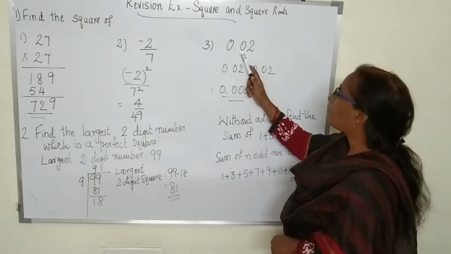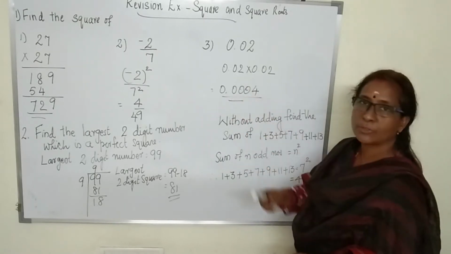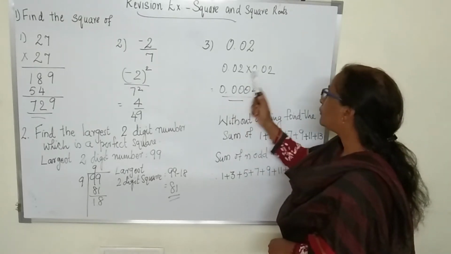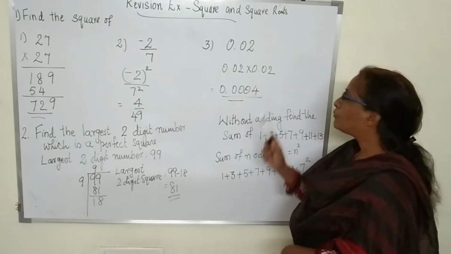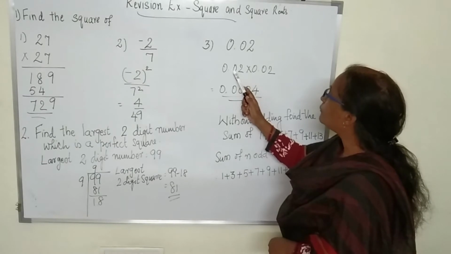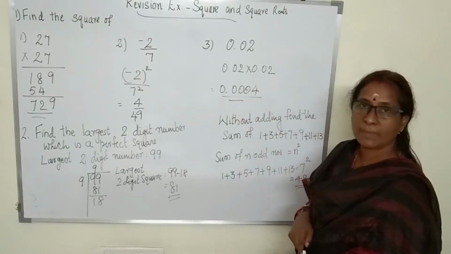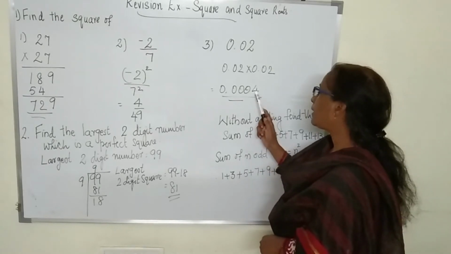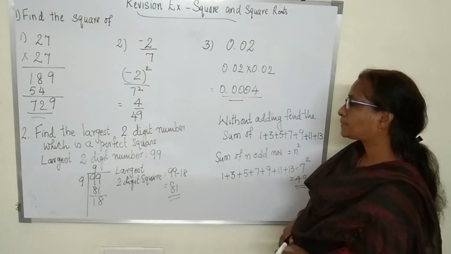So here, to find the square of 0.02, we multiply 0.02 by itself. When you multiply, we multiply only 2 2s are 4. To count the decimal places, we have to do 1, 2, 3, 4. So in total, how many digits in the decimal part? 4. So here we have only 1 digit, and for the remaining we have to keep 0.